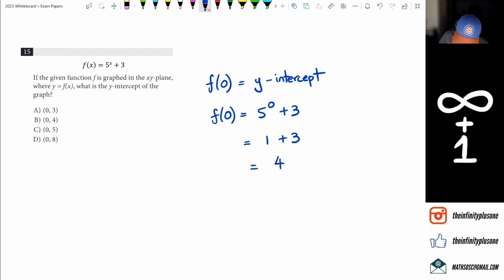So we've got (0, 4) as the point. That is going to be the y-intercept, which means we should be looking at B for 15. Yeah, looking good. All right, let's go to 16.